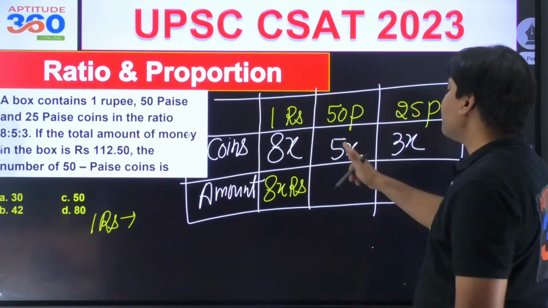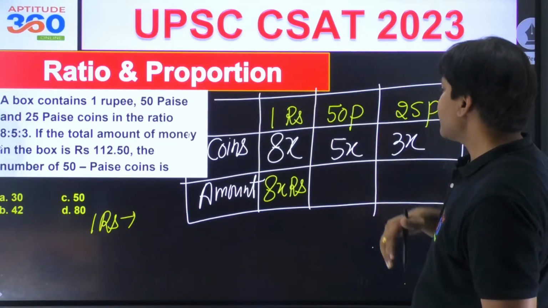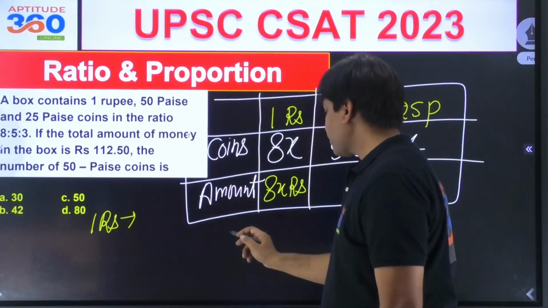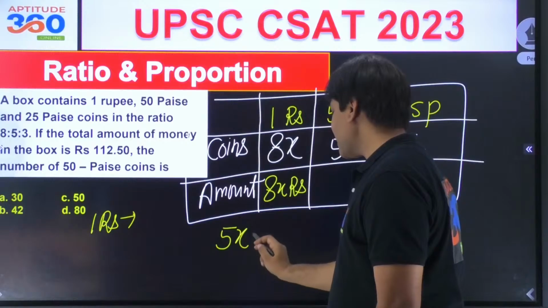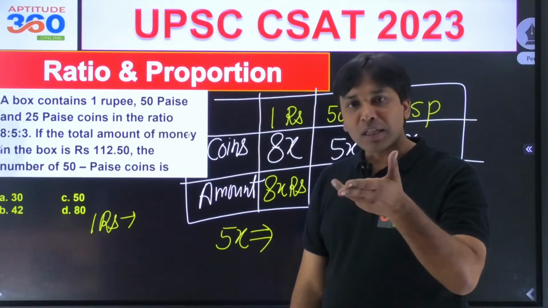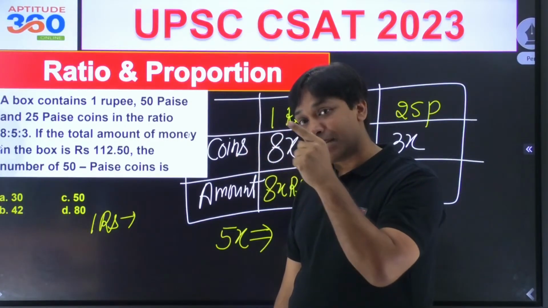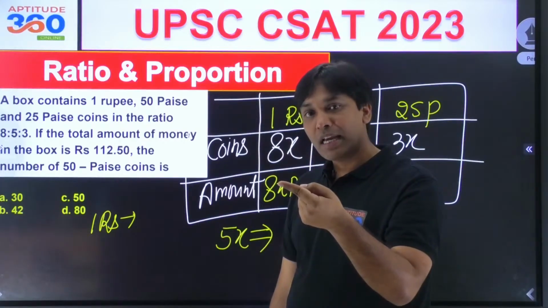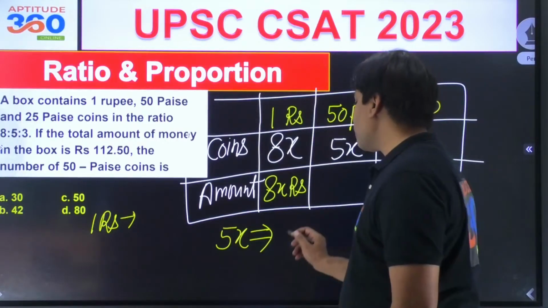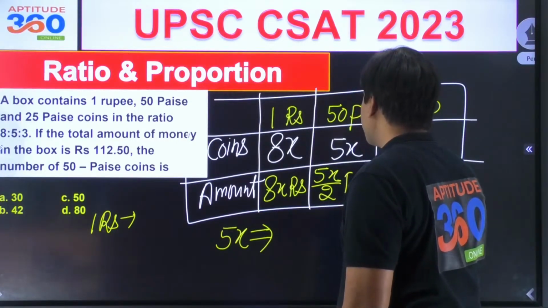And we have 5x coins of 50 paisa. What is going to be the value? The value is going to be half of the number of coins. If you have 10 coins, what is the value? 5, how? 10/2. If you have 20 coins, then half of the number of coins will be the value in rupees. So can I say this is going to be 5x/2 rupees.